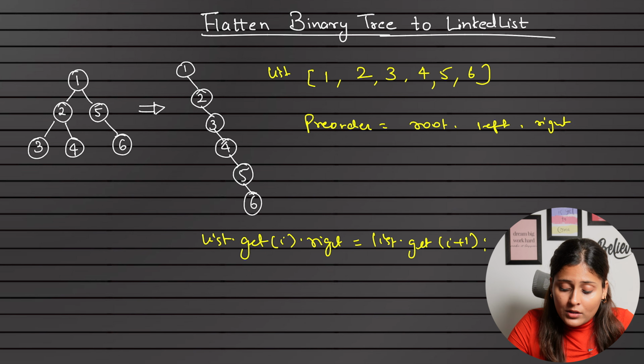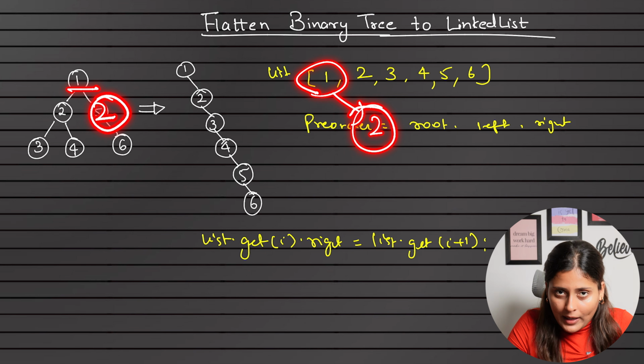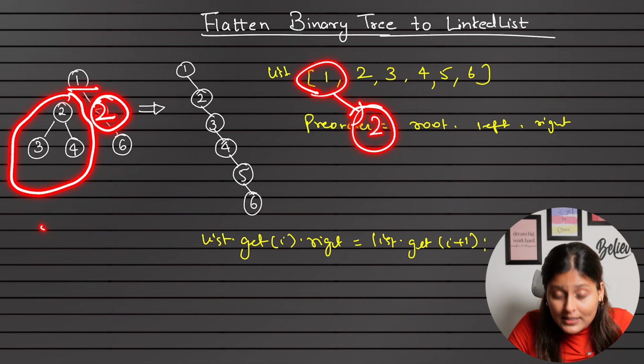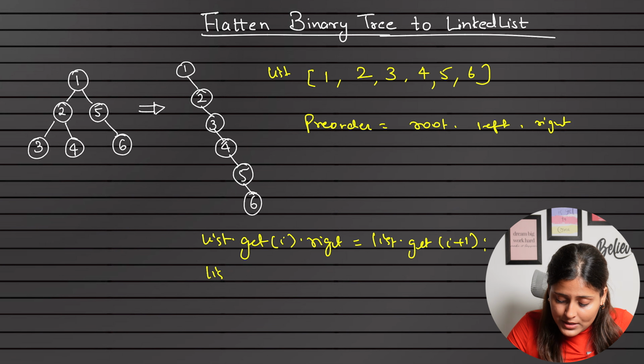Now we can say that for this one, on the right we have 2. But on the right we have 2 is okay, but we have something on the left side, right? So we have to make this null. So it's very important that after connecting this, we have to say list dot get i dot left side, we have to make this null.